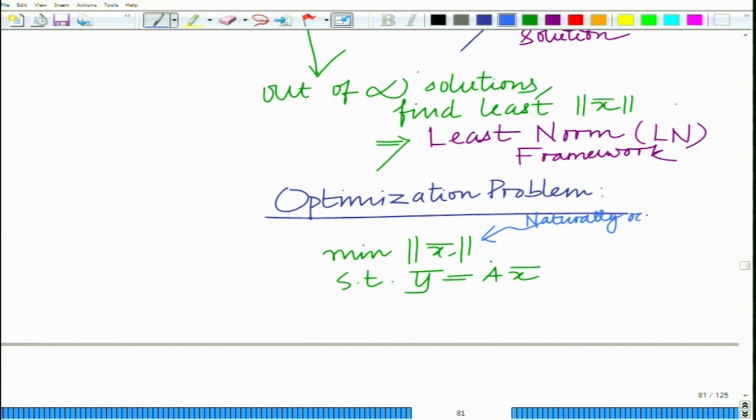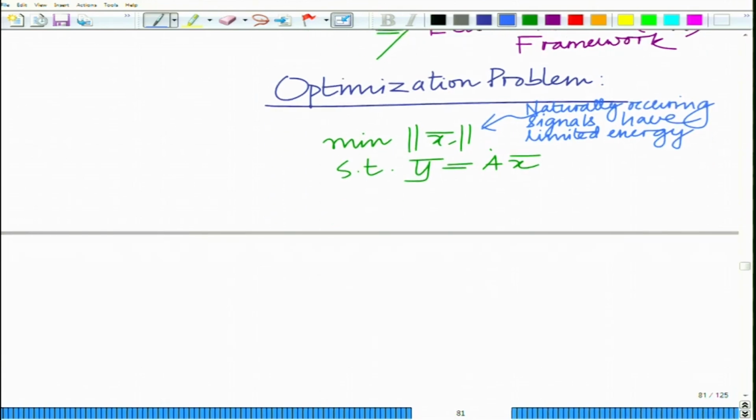So this is justified because naturally occurring signals have limited energy. In fact, we will see an interesting version of this later, where naturally occurring signals we will say have sparsity, they are naturally sparse in nature, but for instance to begin with, let us look at the minimum norm solution.